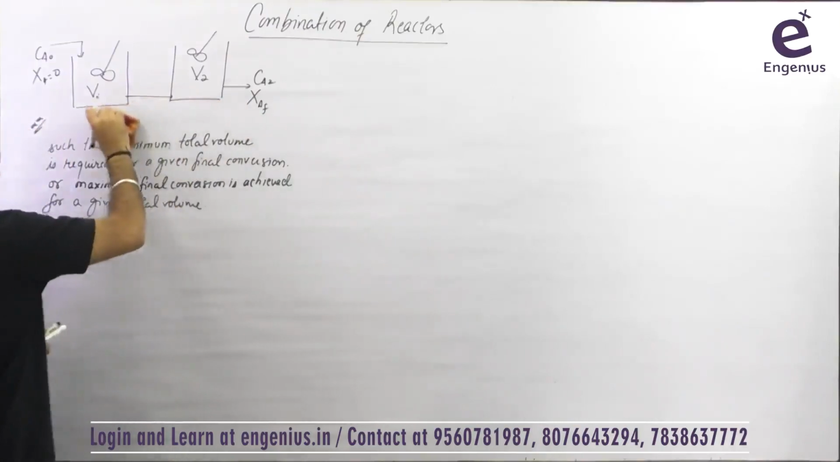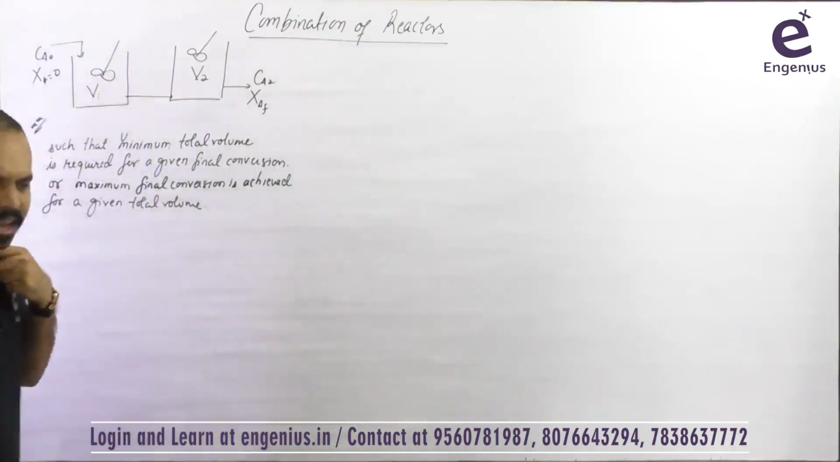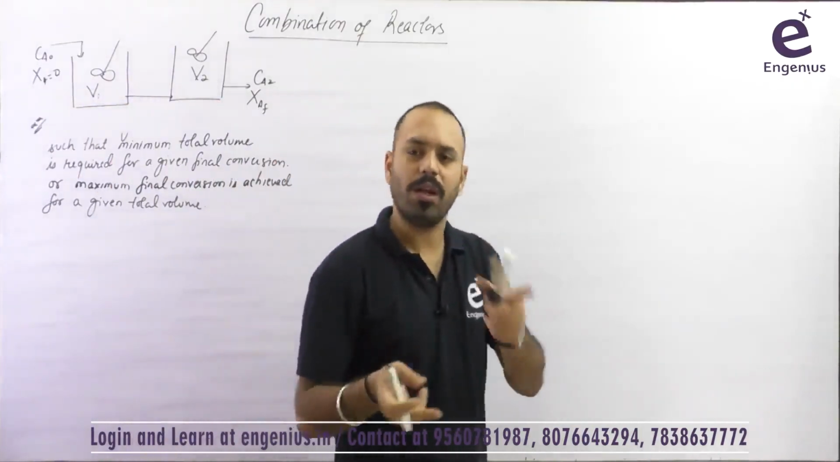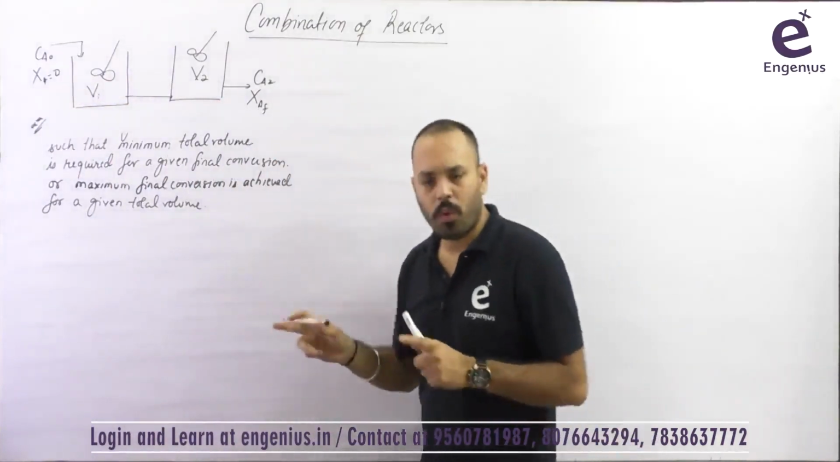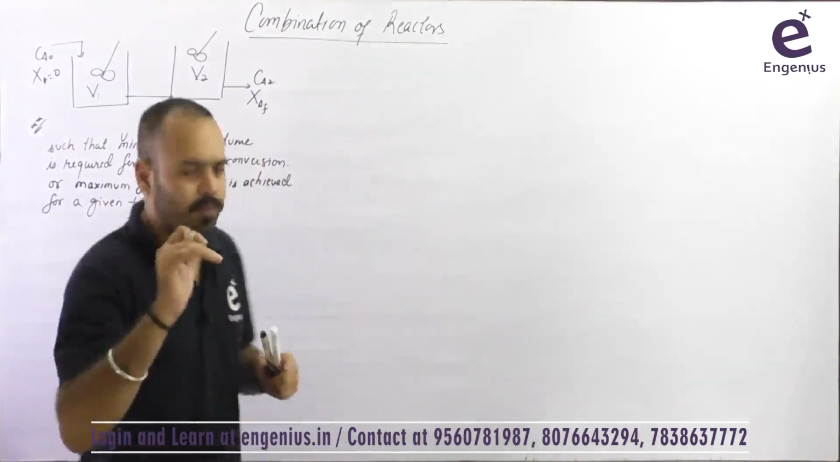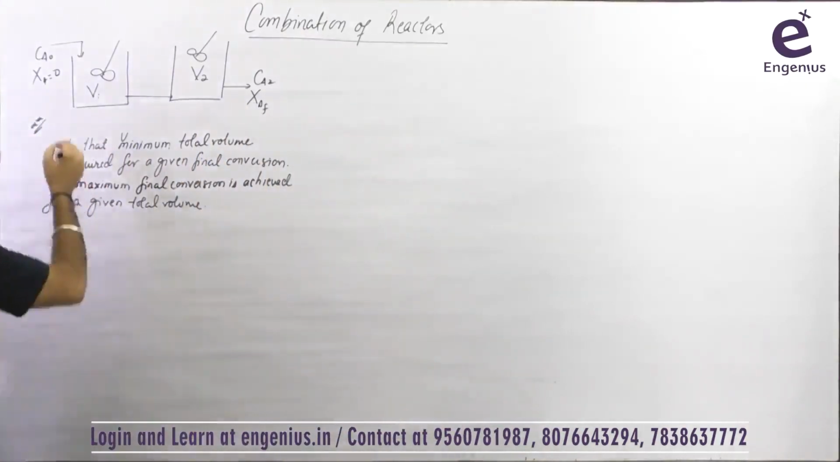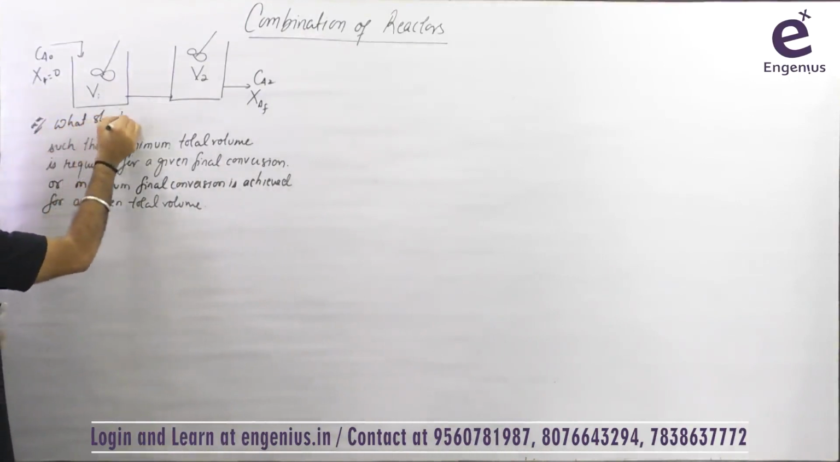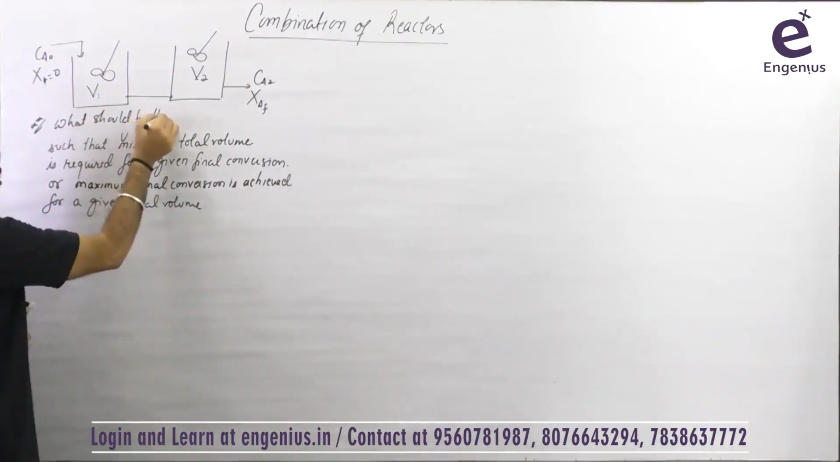Suppose their volume is not fixed, right? I have a choice that I can use any volume of reactors, but the total conversion should be XAF. What should be the volume of these two reactors? I'll come to arrangement also. What should be the total volume? What should be the volume of each reactor?